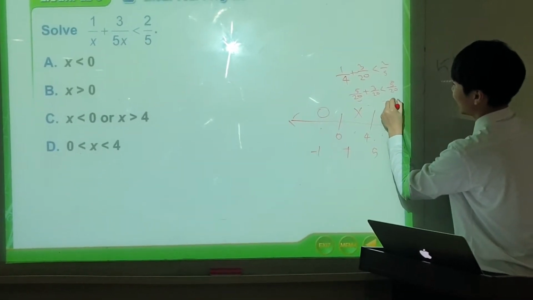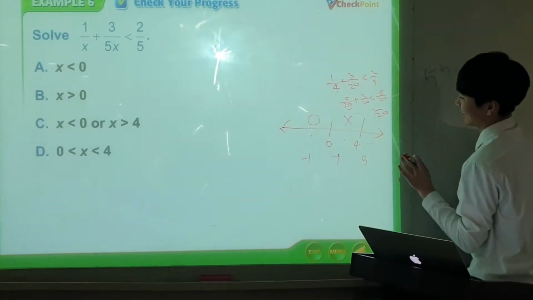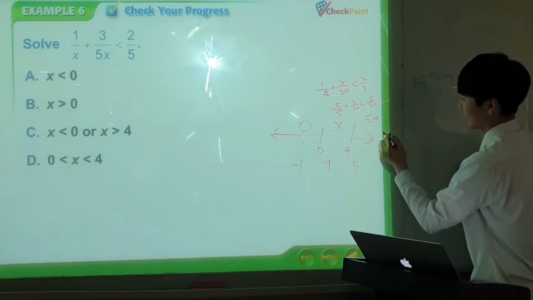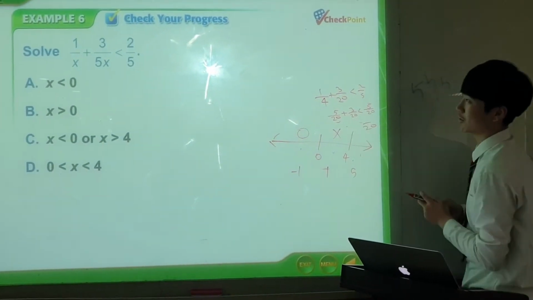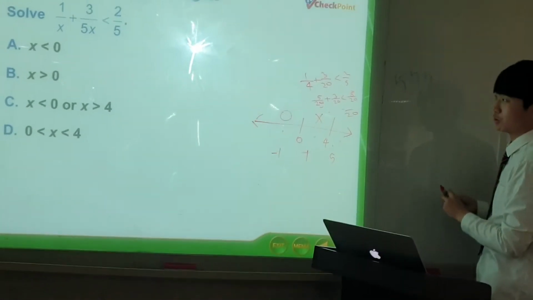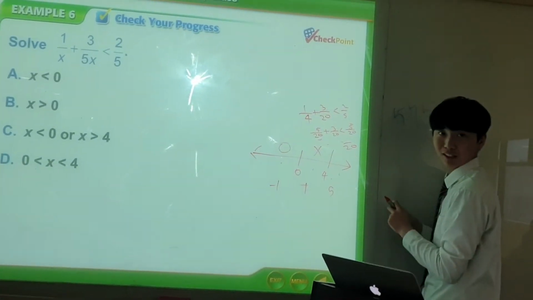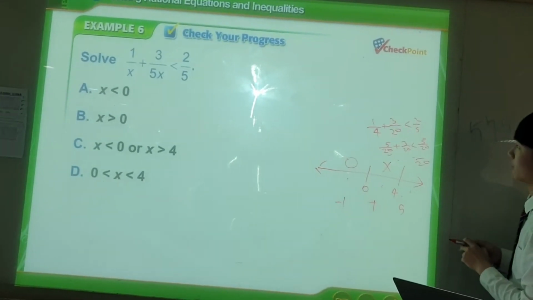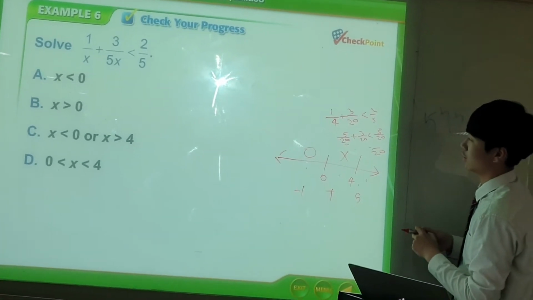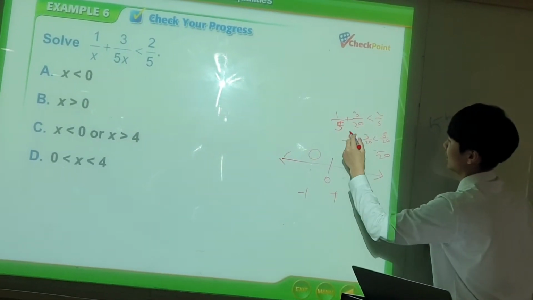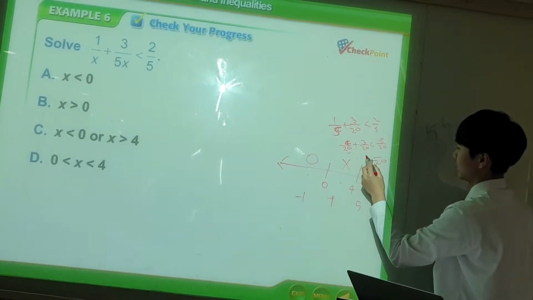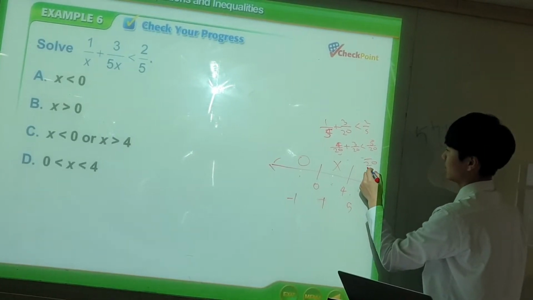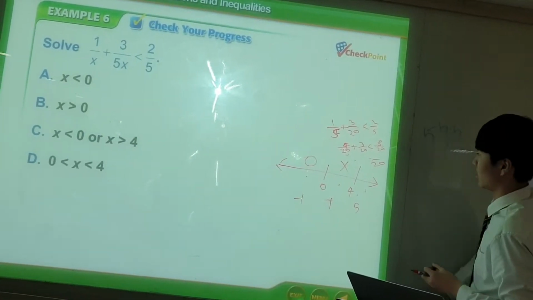This one is the same, so it's not C, right? Because, did I make a mistake? Yes, I made a mistake. Where? 1 over 5. 1 over 4, sorry. Okay, yeah. So it's indeed small.